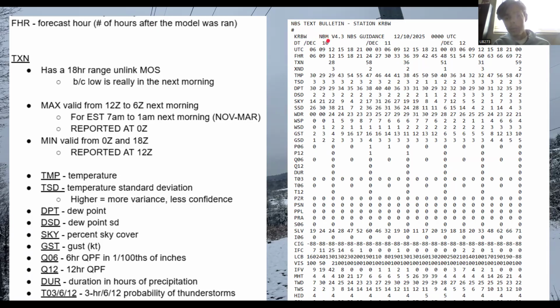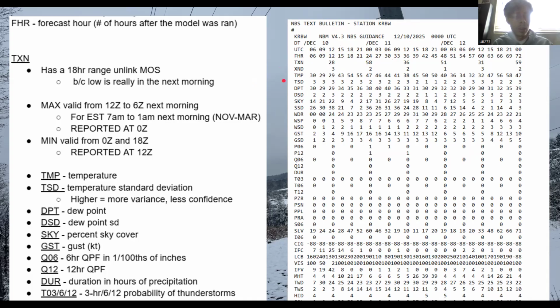We can see that this is a component of NBM, and the date that the model was run was December 10th, 2025 at 0Z UTC. We can see the date here. So we have December 10th, December 11th, December 12th displayed. It starts at 6 hours after the model was run. Then there's 9Z, 12Z, 15Z, 18Z, 21Z, and so on. So that's the time in UTC.